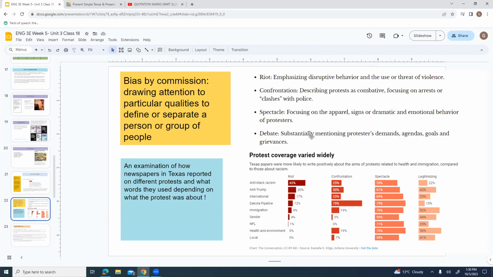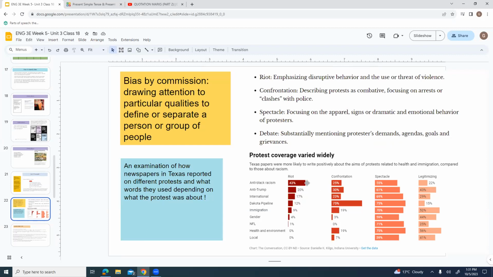Or if they used the word debate, in that case, they were really giving a lot of weight to what the protesters' demands or agendas or goals were. Whereas in these other ones, they weren't necessarily talking about what the protesters wanted or really considering whether what they wanted was valid, I guess. So down here is a little graph of things. Texas papers were more likely to write positively about the aims of protests that were related to health and immigration compared to those about racism, sorry.